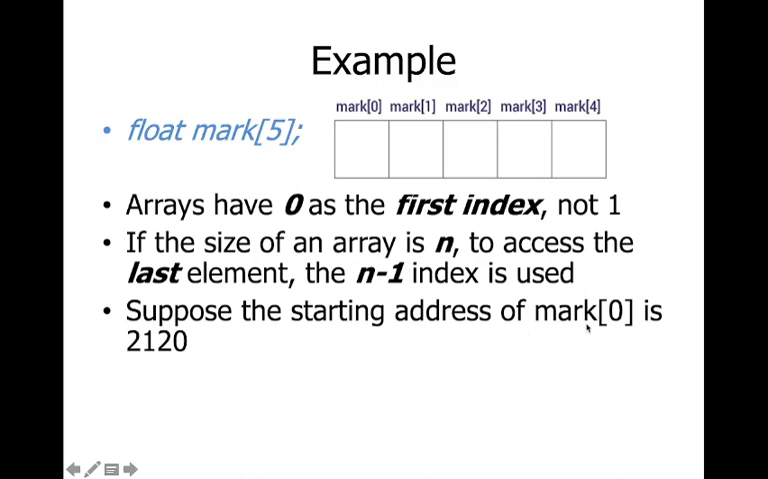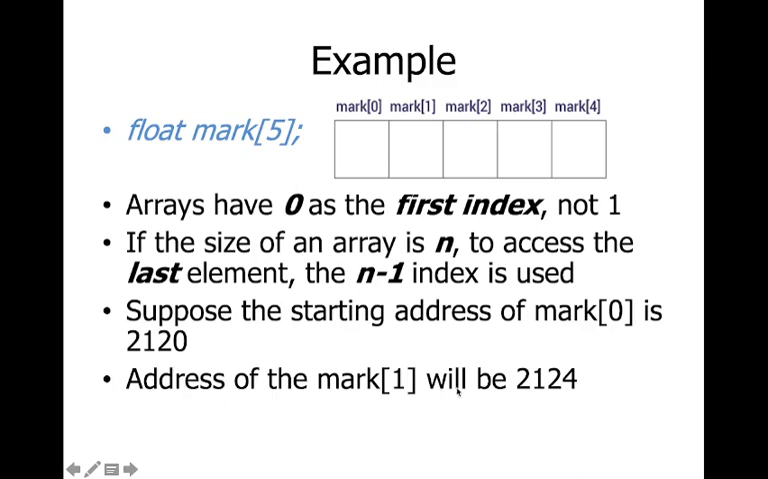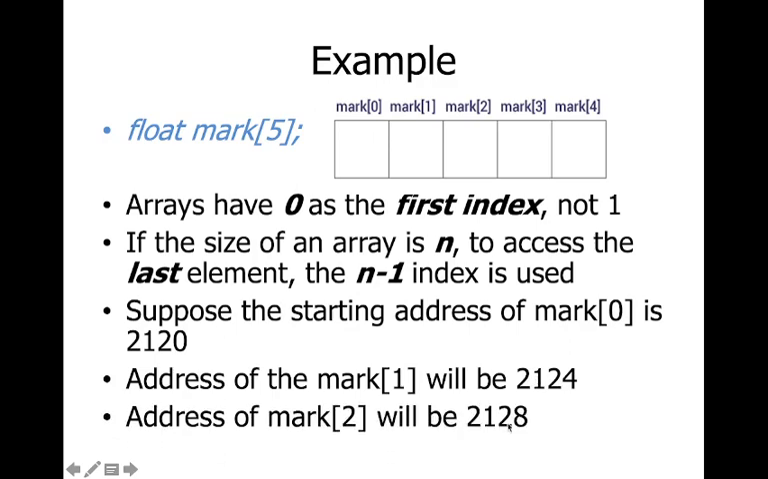Suppose the starting address of mark of 0 is 2120. Since it is float, it will be using 4 bytes in your compiler. So address of mark 1 will be at 2124. So mark 0 is at 2120, the next element will be at 2124, then the following element will be at 2128, and like that it will go on. So this way the addressing will be in contiguous locations: 2120, 2124, then 2128, then 2132, like that it will go on.